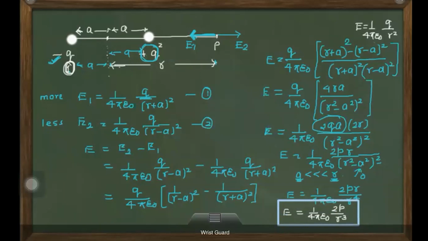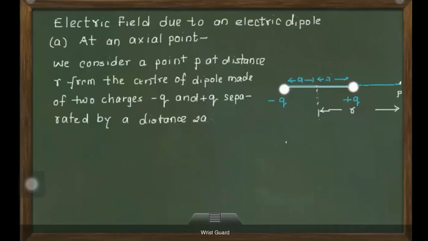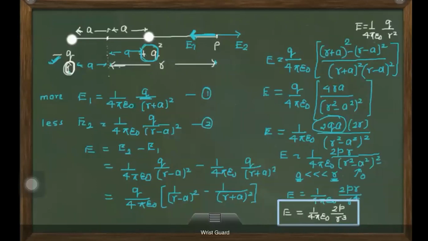So this is the derivation, very, very important derivation. Electric field due to an electric dipole at an axial point, you have to take a dipole, you have to show E1 and E2, and then you have to solve it mathematically. Now you are getting here only the magnitude, not the direction.